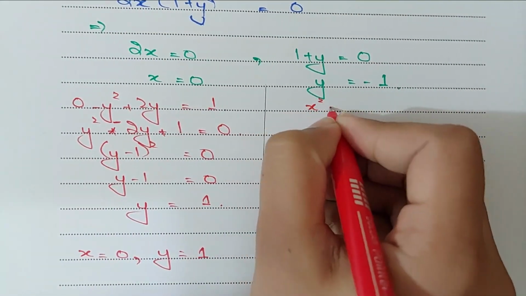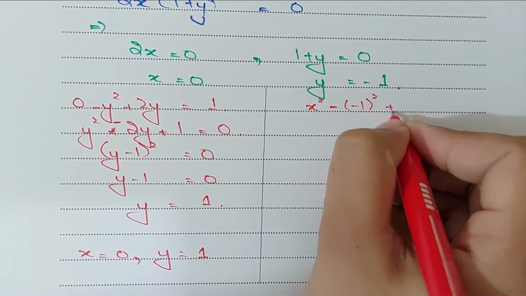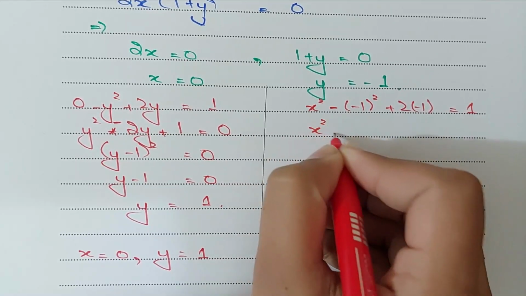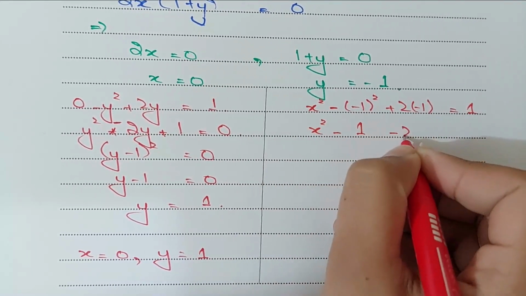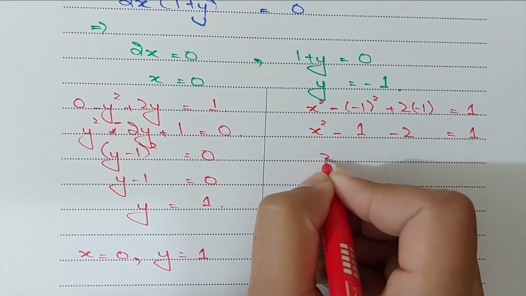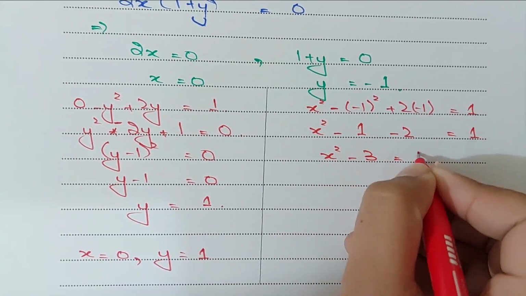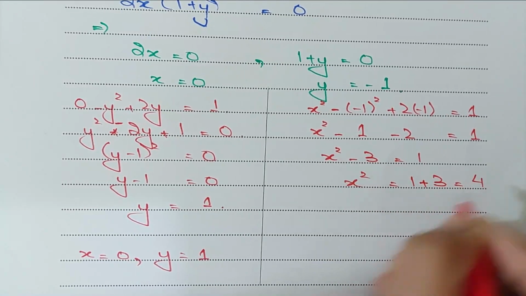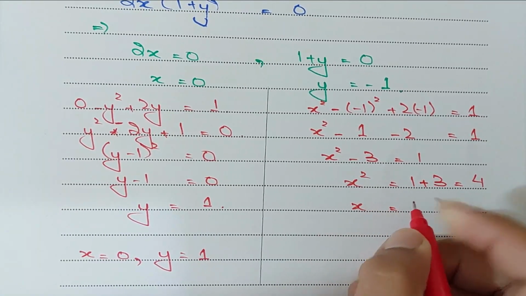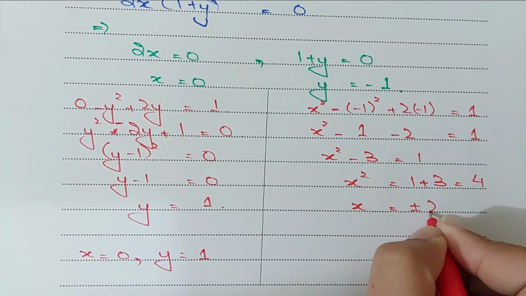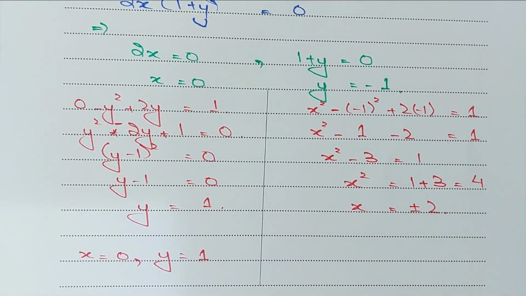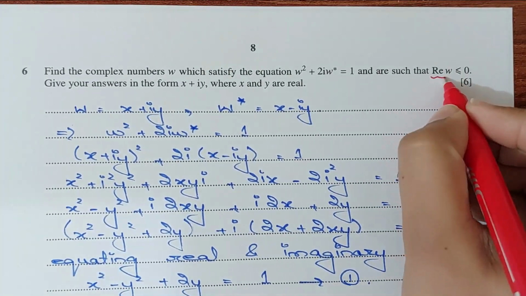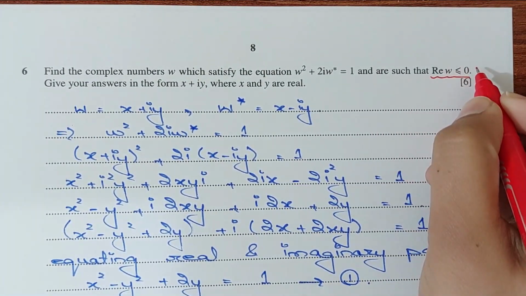We have x squared minus (minus 1) squared plus 2 times minus 1 equals 1. So x squared minus 1, minus 2 equals 1. So x squared minus 3 equals 1. So x squared equals 1 plus 3, this would be equal to 4, and x is equal to plus or minus 2. The square root of 4 is plus or minus 2, but we have a restriction that the real part of w, which means x, must be less than or equal to 0.